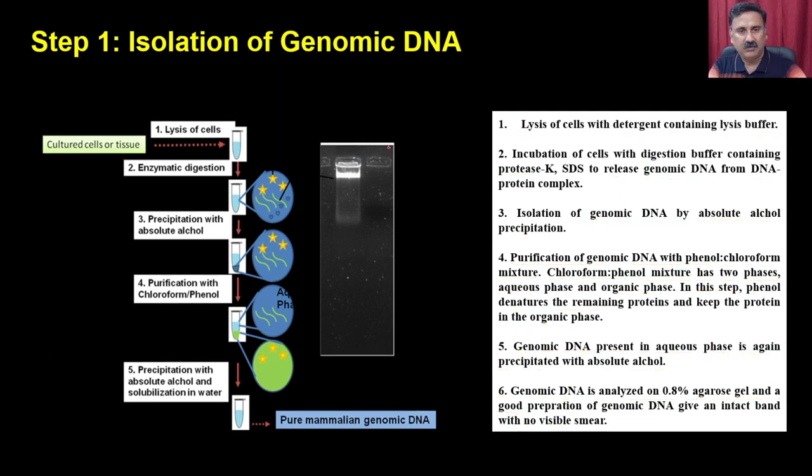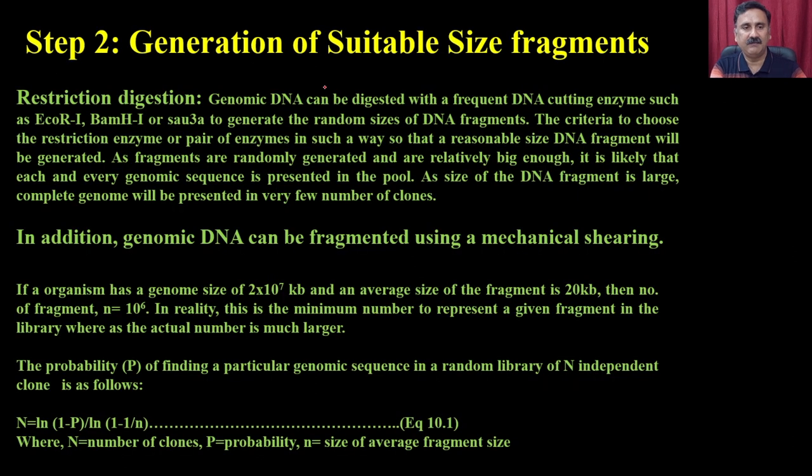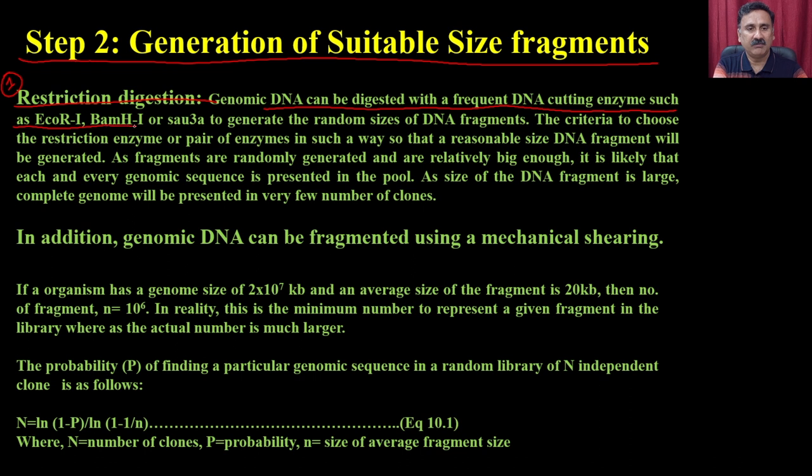So this is all about the isolation of the genomic DNA, and then once you have generated genomic DNA, step two is the generation of suitable size fragments. Suitable size fragments can be made by two methods. One is a restriction digestion method, where your genomic DNA can be digested with a frequent DNA-cutting enzyme such as EcoRI or BamHI or Sau3A to generate random sizes of your genomic DNA.